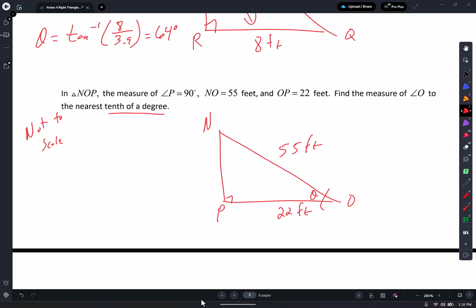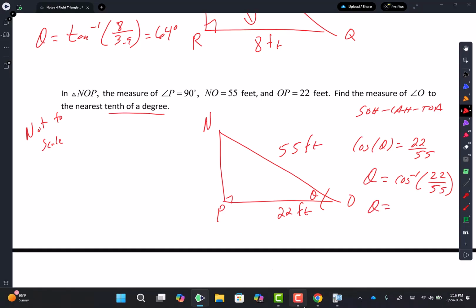All right. So SOHCAHTOA, with respect to that angle, is the 22 opposite, adjacent, or hypotenuse? What about the 55? Which one am I going to use? Cosine of that angle equals 22 over 55. All right, fam, how do I get theta by itself? Yeah, use the inverse. That's right. Inverse of cosine, and see what that is.